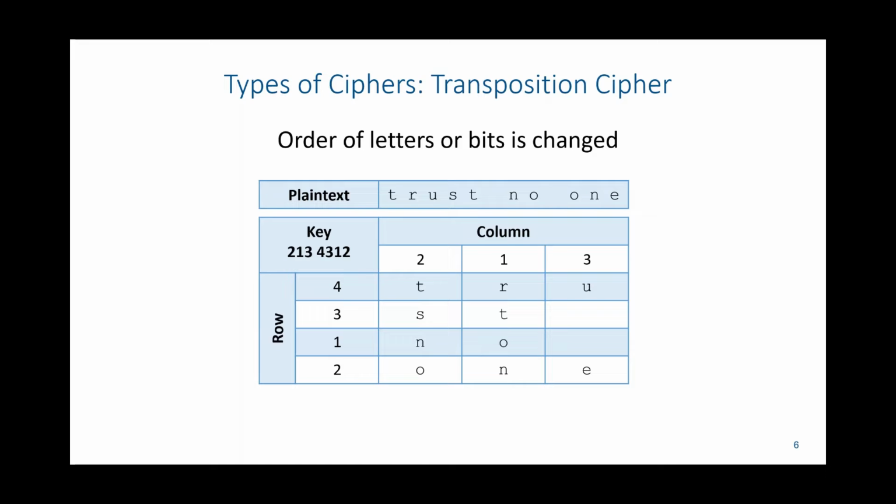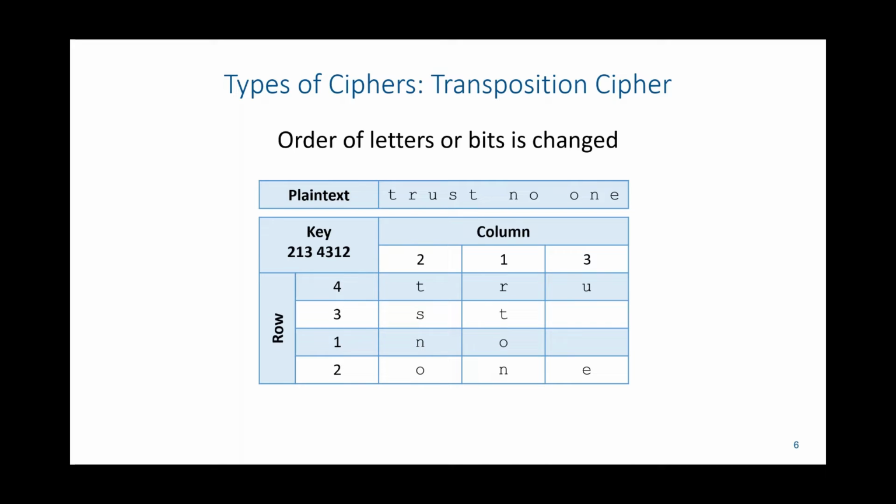So in order to build our ciphertext, we are going to look at the one position in the column and the one position in the row, and that is going to become our first character, which is O. Then we are going to look at the two position in the row and the one position in the column, and that becomes N. Then we're going to look at the three position in the row and then the one position in the column, and that becomes T. And finally, the four position in the row and then the one position in the column, and that becomes R. So we are left with O, N, T, R for the first column.